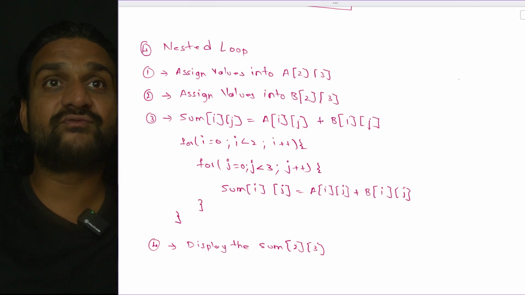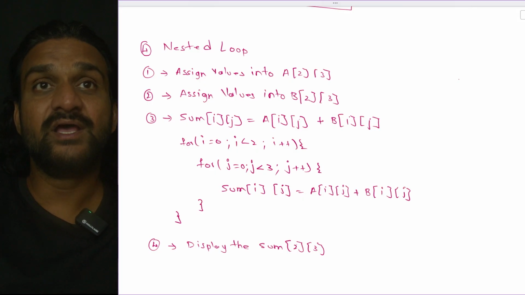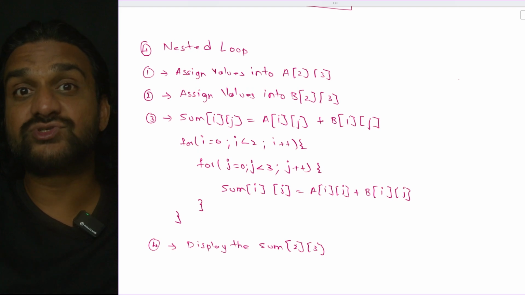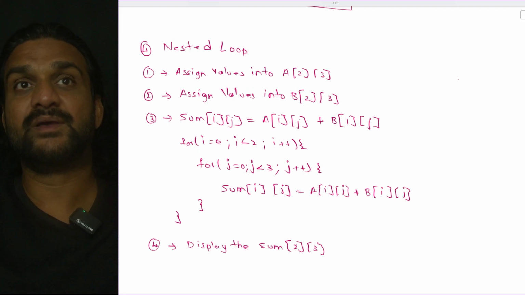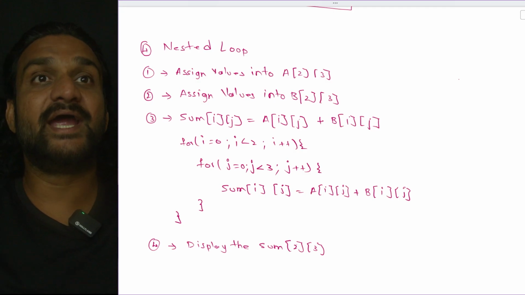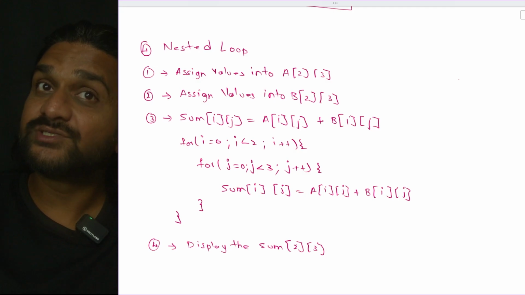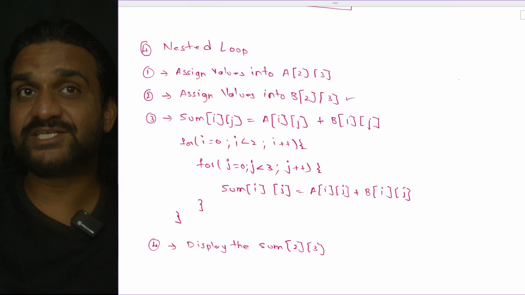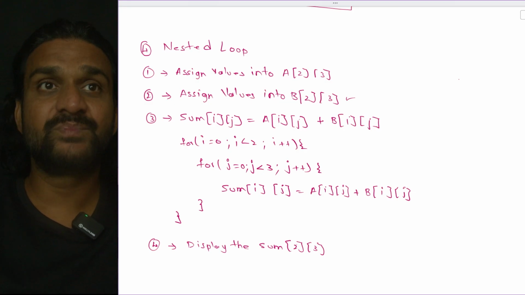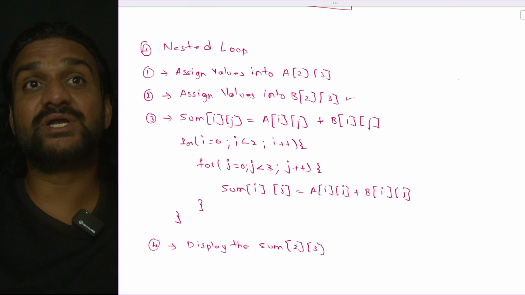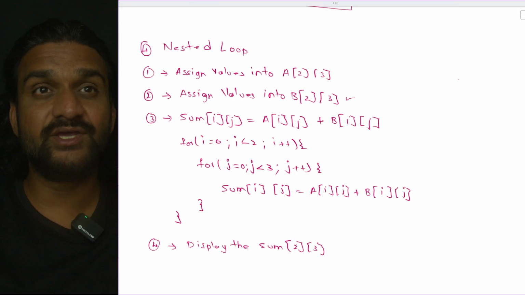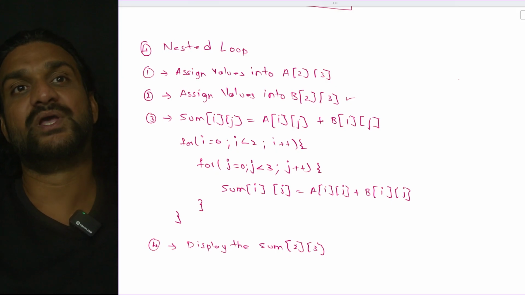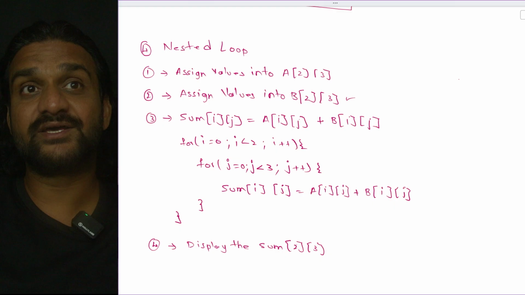So here A of 2 by 3. So this is the array, and by using these nested loops, we can assign the values into array A, means matrix A. And how to assign? The second nested loop is to assign the values onto the matrix B, 2-dimensional array B. And the third very important part is the logical part. Here the summation is done. So this is what we are going to understand now.